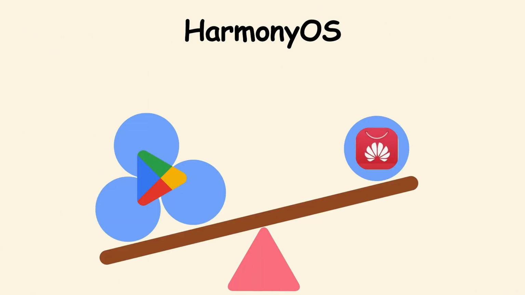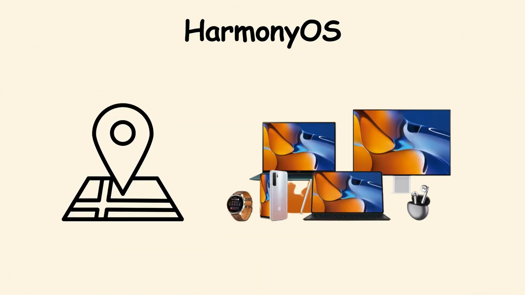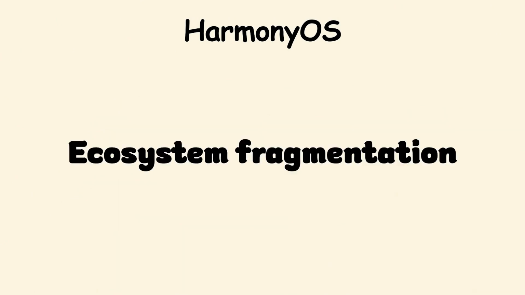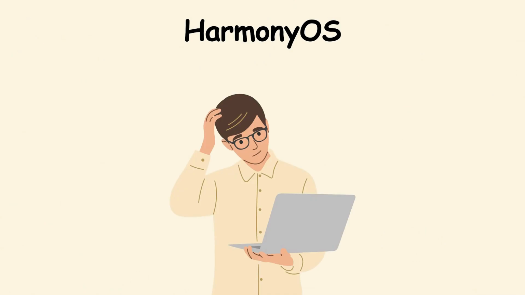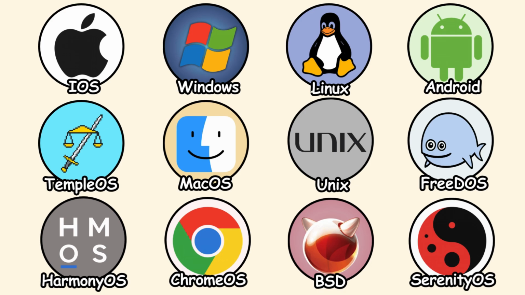Downsides: app ecosystem smaller than Google's Play Store. Geographic limitations, mostly available on Huawei devices and in certain regions. Ecosystem fragmentation: international users might feel disconnected from Western services. HarmonyOS is like a self-made orchestra, building its own instruments and performance hall from scratch.